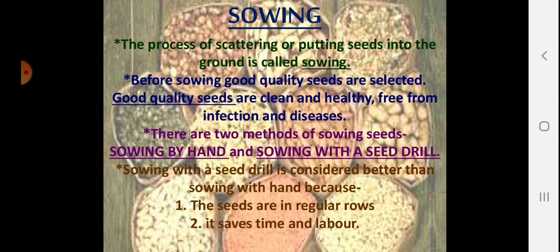Good quality seeds are clean, they are healthy and free from any infections or diseases. There are two methods of sowing seeds. One is sowing by hand, which we have seen in the picture in the previous slide, and another is sowing with the seed drill. Sowing with the seed drill is considered better because the seeds are placed in regular rows and it saves time and labor. So by this way, with manual help or with the help of a machine or tool, we can perform the sowing.